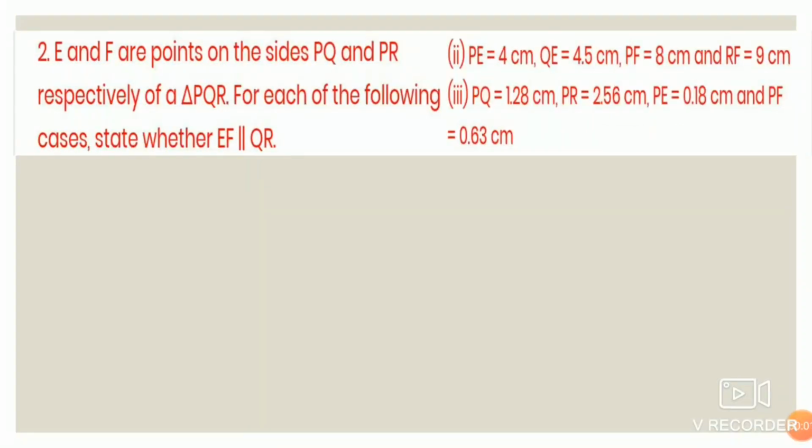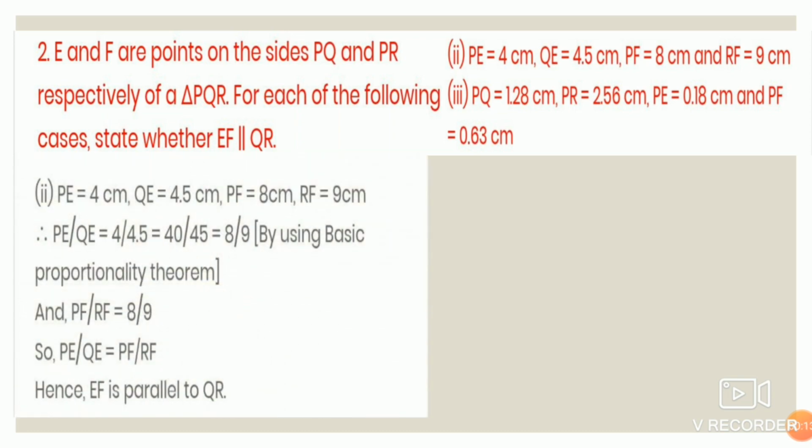In the second question, PE is equal to 4 centimeter, QE is equal to 4.5 centimeter, PF is equal to 8 centimeter, and RF is equal to 9 centimeter. Similarly, we'll find out the ratio PE by QE, and it is coming out to be 8 by 9, and we'll also find out the ratio PF by RF. So it is also coming out to be 8 by 9. So since the ratios of PE by QE and PF by RF are both equal to 8 by 9, therefore we can say that EF is parallel to QR.